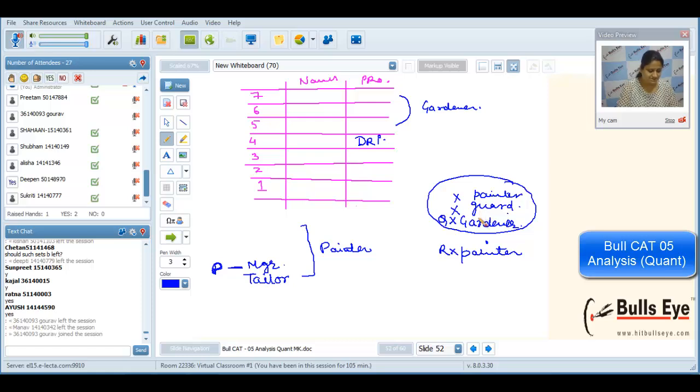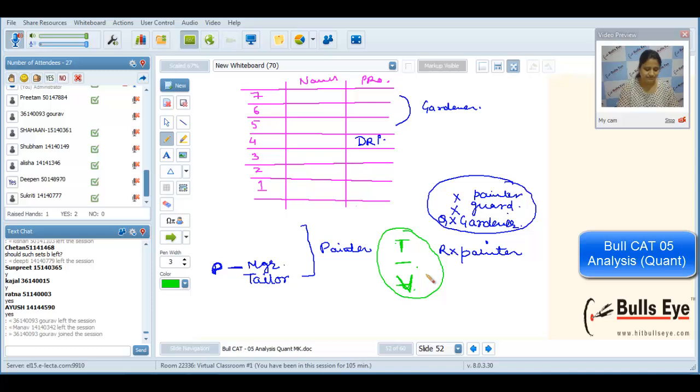V lives exactly 2 floors below T. It means, the next hint, V lives exactly 2 floors below T. V should be here and T should be here. That is the next thing. It means there should be T, space, V.